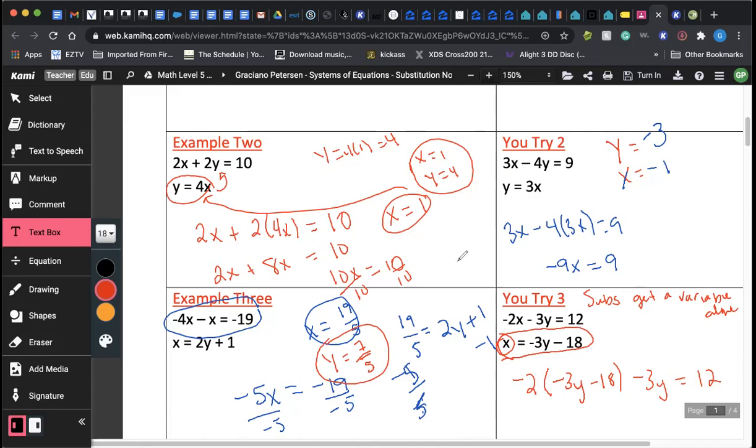All right, so in order to solve this, I now have to distribute my negative 2 to both of the things inside the parentheses. So what's negative 2 times negative 3? 6. Great. 6y. So I'm going to have. All right, I think I solved it. Okay, great. What'd you get? I got y equals 3.3333. Okay, good.